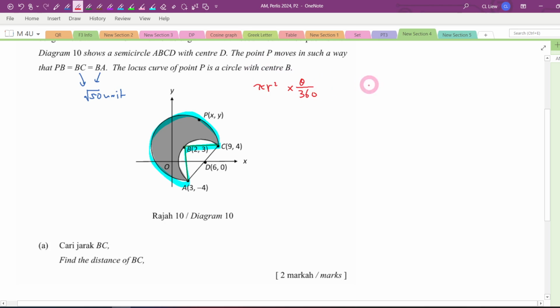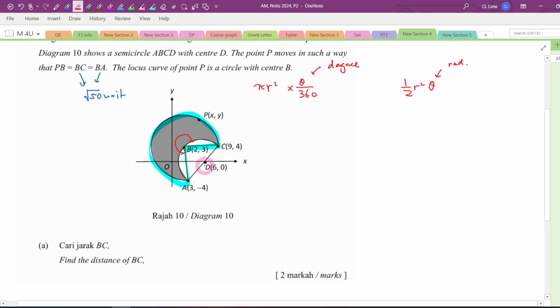If you don't want to use this, we have another formula which we learn in the circular measure chapter: 1 over 2 r squared theta. If you are using this formula, the theta needs to be in radians. If you are using the other formula, the theta needs to be in degrees. So I will show you both. You will notice that both give you exactly the same answer. Okay, now first is to determine the theta here.